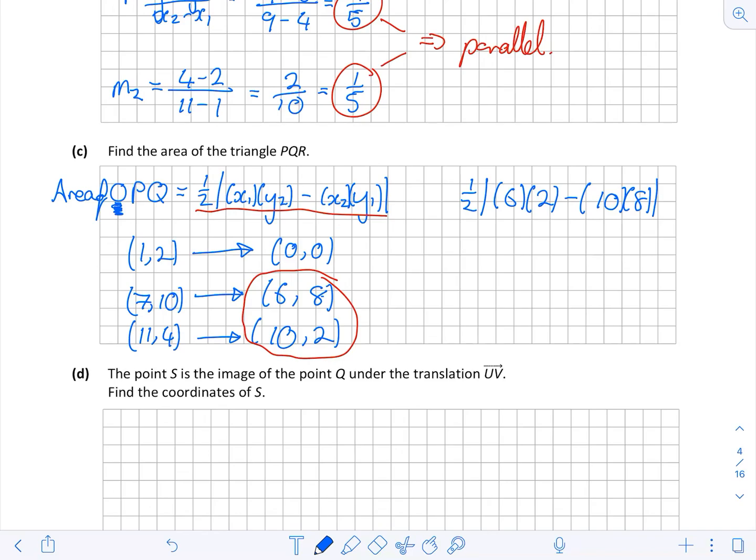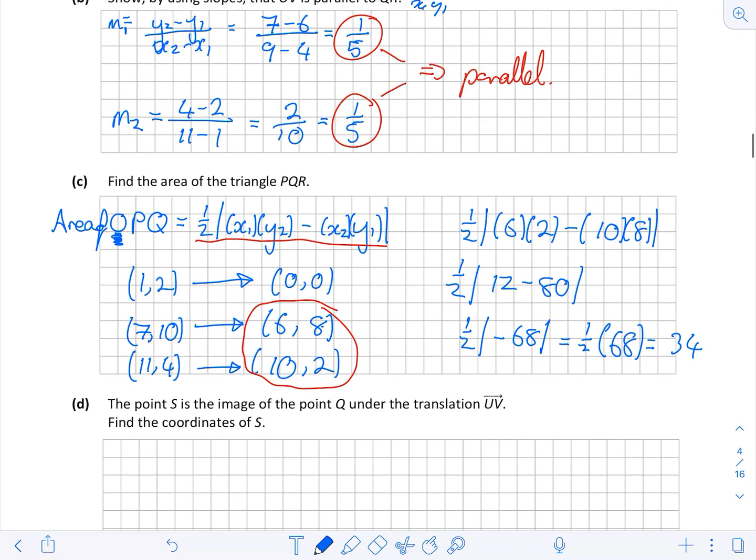Okay, I just have to do it manually. So it's a half times 12 minus 80. So that's a half times minus 68, which is equal to a half of positive 68, which is equal to 34. So the area of our triangle is 34.